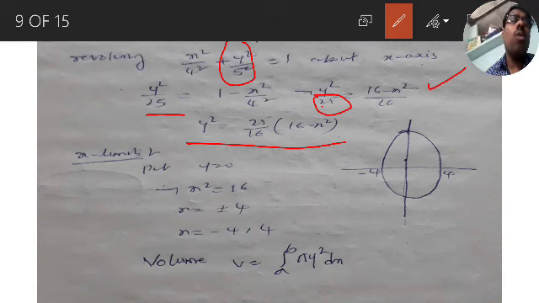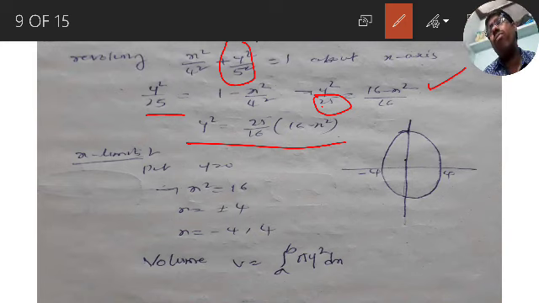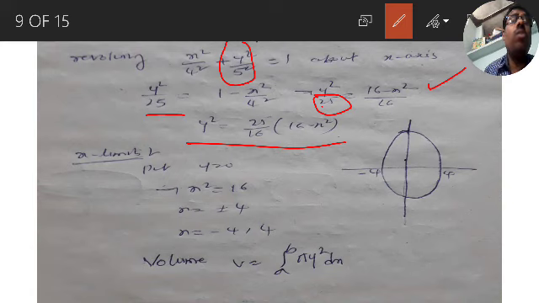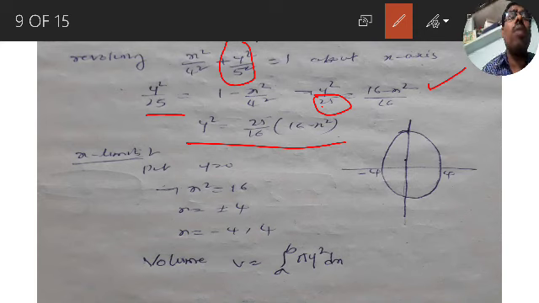Are you with me? So now, what is the formula? The formula for volume is integration a to b of pi y square into dx. Now we got y square. What is y square? 25 by 16 into 16 minus x square.